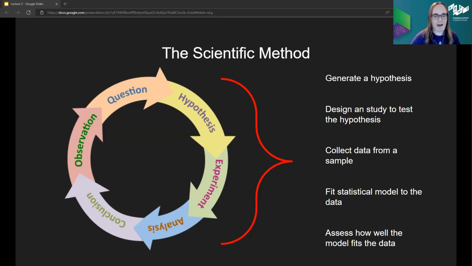Finally, after we've fit that model, after we've used a statistical test to compare what our hypothesis predicts to what the data actually says, we can evaluate how well that fits. We can evaluate whether our hypothesis is supported or rejected. This is where we decide whether that evidence is enough to support our hypothesis, or whether that evidence is not enough and we should reject our hypothesis.